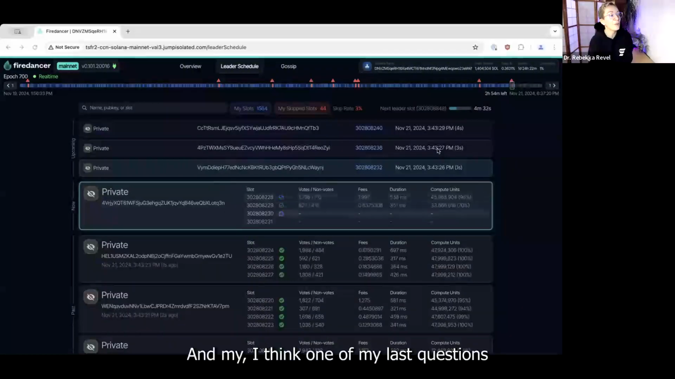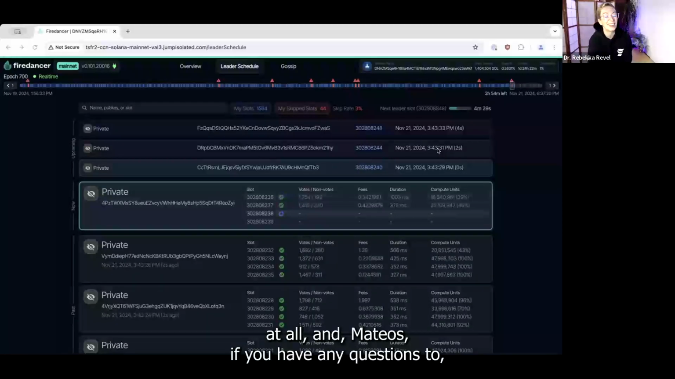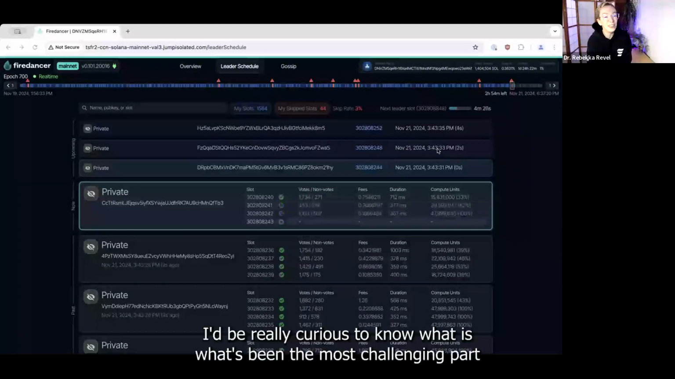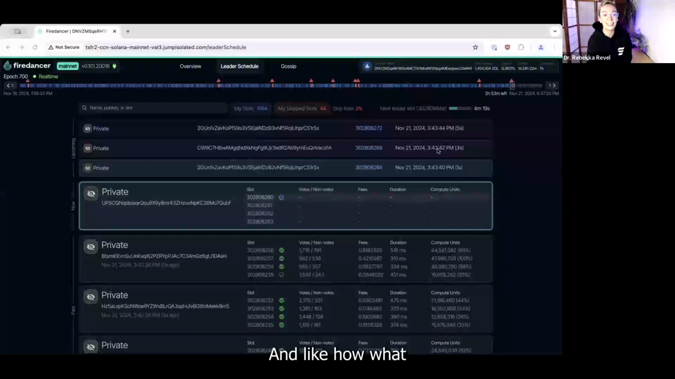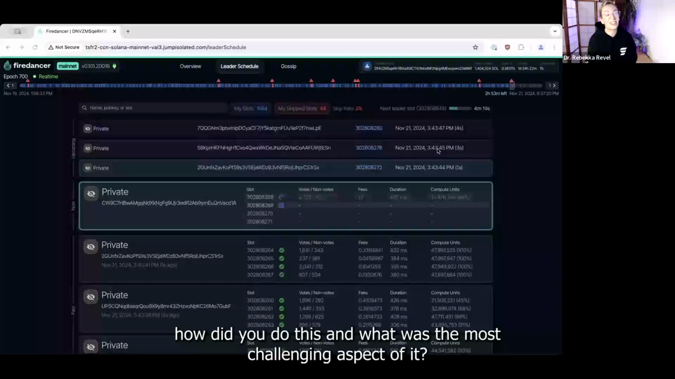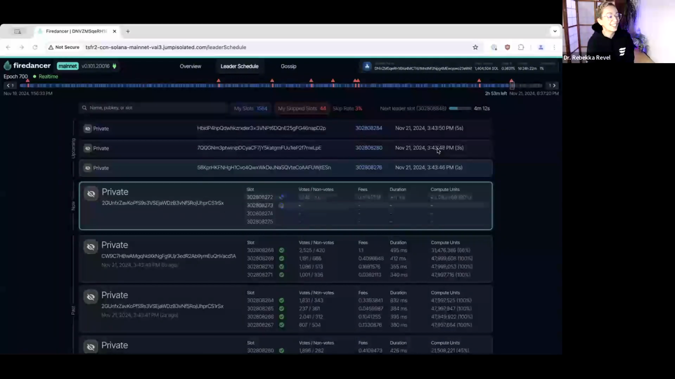And I think one of my last questions, and then I'll turn to Matthias if you have any questions too. I'd be really curious to know what's been the most challenging part of building this, because there's so many moving parts, and especially the TPU waterfall. How did you do this, and what was the most challenging aspect of it?